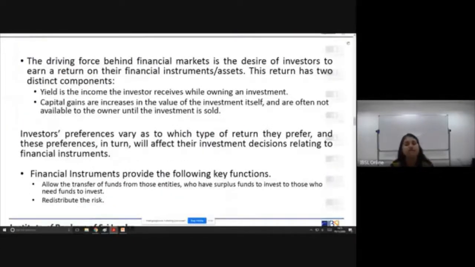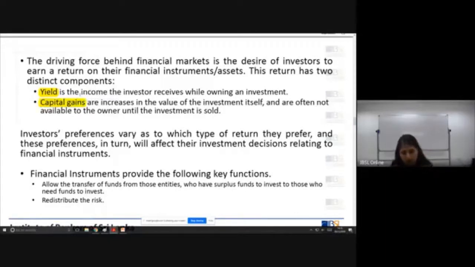The driving force behind financial markets is the desire of investors to earn a return on their financial instruments. This return has two distinct components. When you talk about return, it has two particular components. One is the yield, the other one is capital gains.